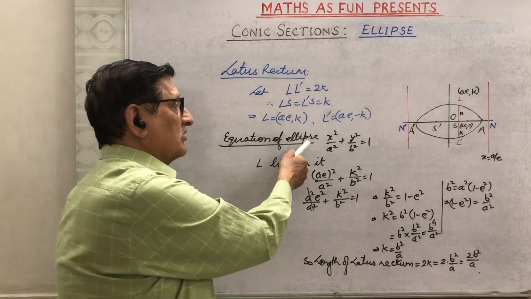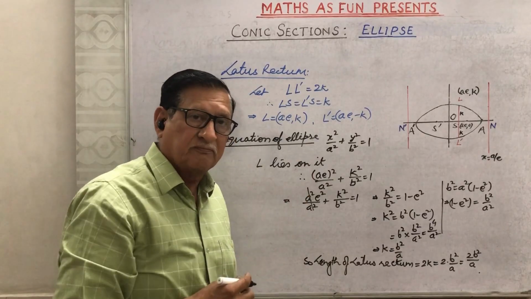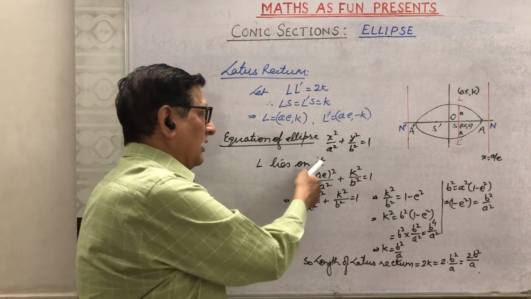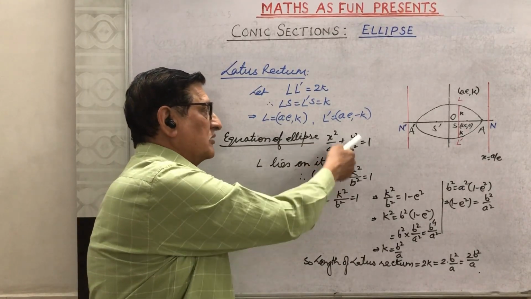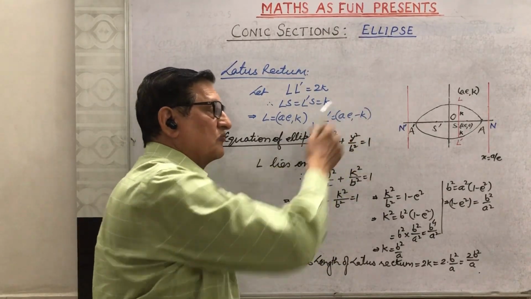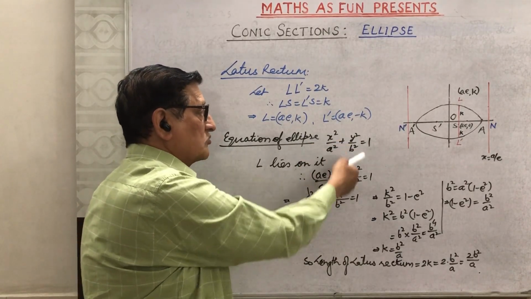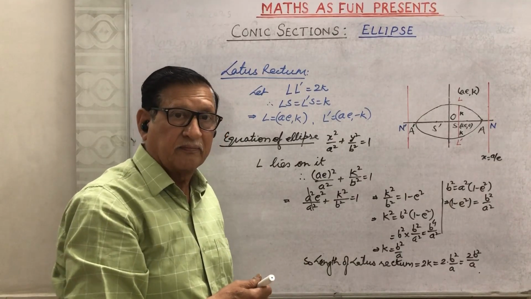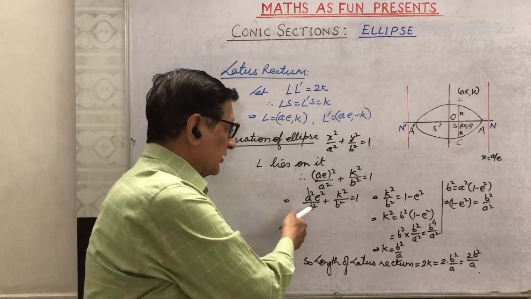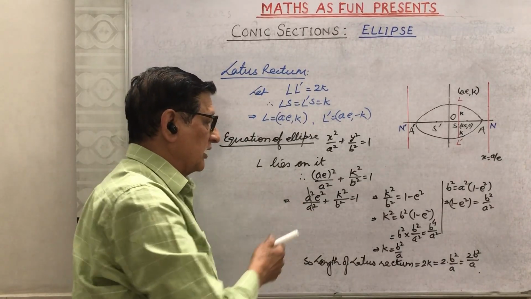Now we know that the equation of the ellipse is x square upon a square plus y square upon b square equal to 1 in this case. And L and L' both lie on it. Now if we say that L lies on it, then L will be satisfying the equation. So we can substitute the values of x and y from the coordinates of L. And hence we get here (ae) square upon a square plus k square upon b square is equal to 1. That becomes a square into e square whole square of a upon a square plus k square upon b square is equal to 1. Here a square and a square cancel.